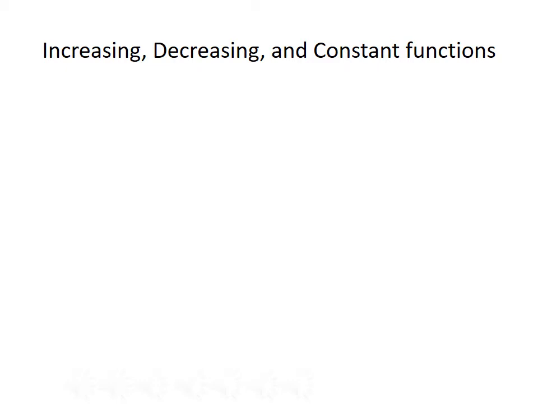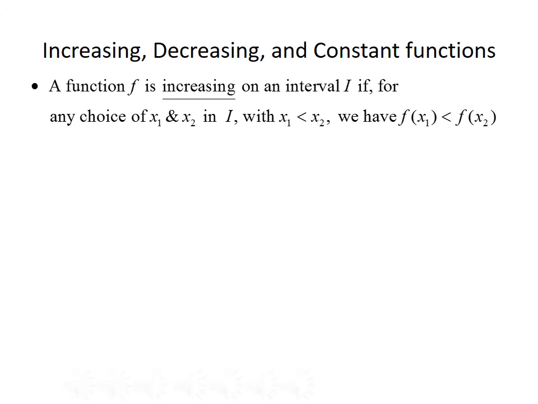Next, let's talk about increasing, decreasing, and constant functions. By definition, a function f is increasing on an interval I if, for any choice of x1 and x2 in I, with x1 less than x2, we have f of x1 is less than f of x2. And what this means is that the graph of an increasing function goes upward from left to right.